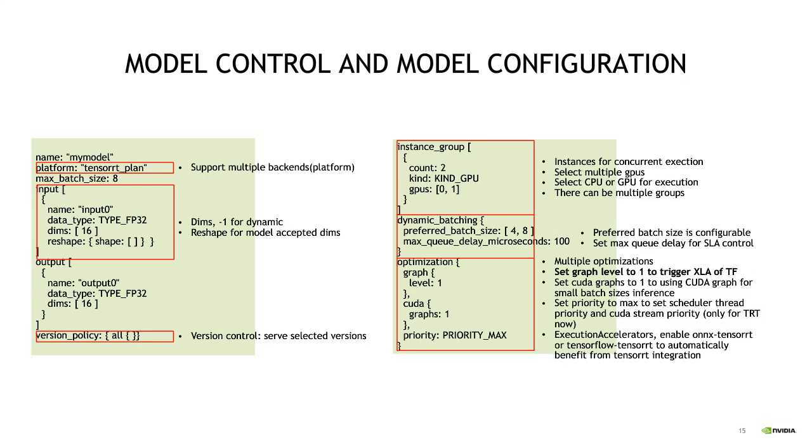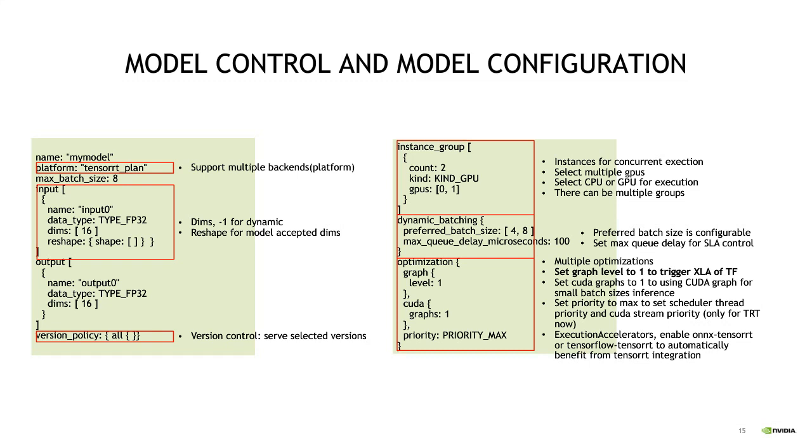And on the right half, we have very important configurations. The first one is the instance group. This one will control on which GPU you should deploy this model, and the kind will define the execution on CPU or on GPU. The count refers to the concurrency, which means we will launch multiple contexts for this model. And the dynamic batching is very simple but important. The max queue delay microseconds will help you control the max queue time so that you can still meet your SLA.